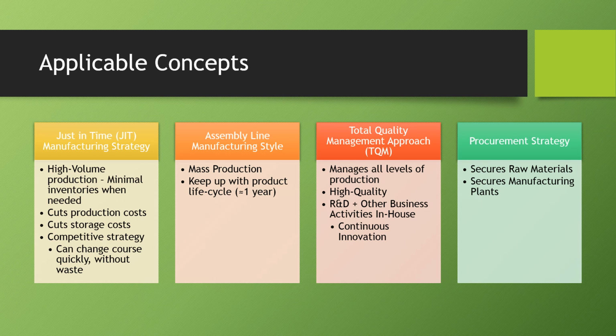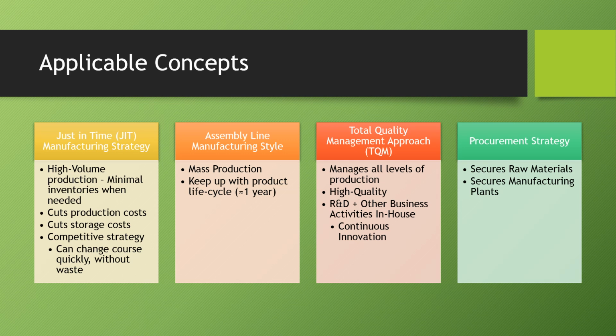This, coupled with an assembly line manufacturing style, allows Apple to mass produce their products in a timely manner that also gives them an edge over the competition by allowing them to keep up with the product's life cycle, which is generally about a year. Another advantage of Apple is their total quality management approach to their production. Apple ensures a high quality level of production that its customers have associated with the brand.